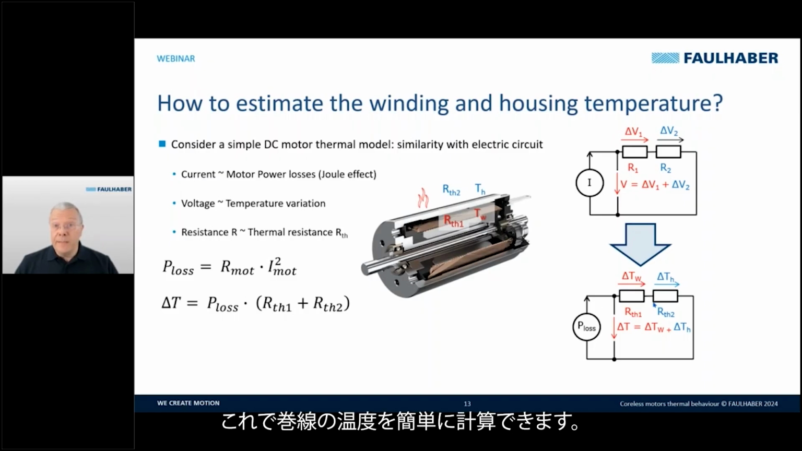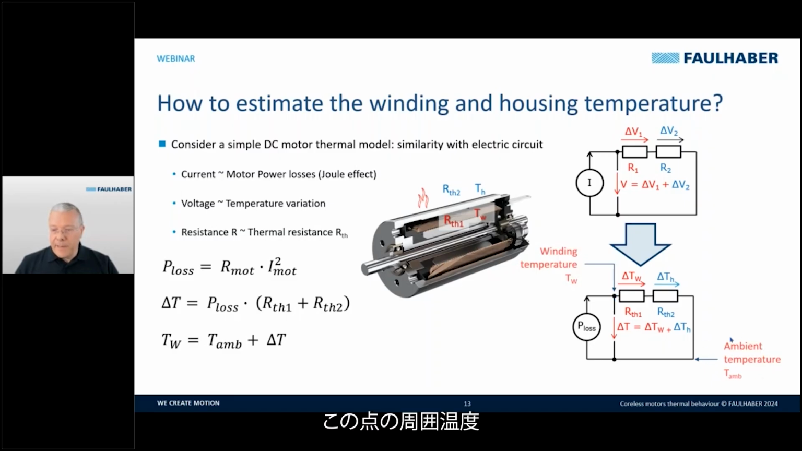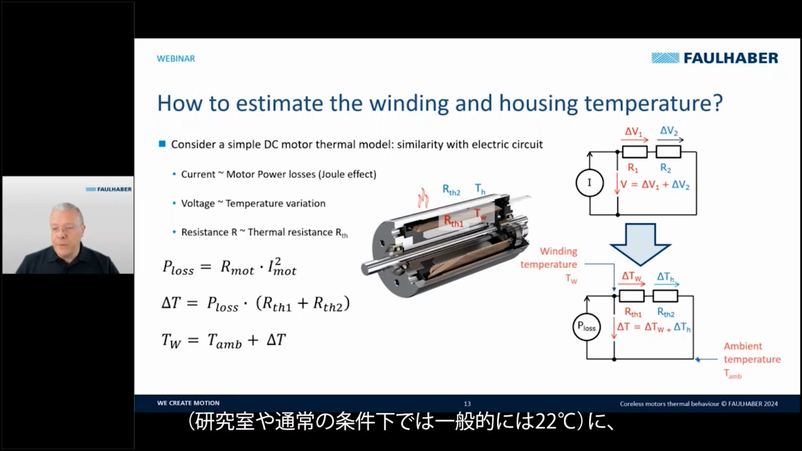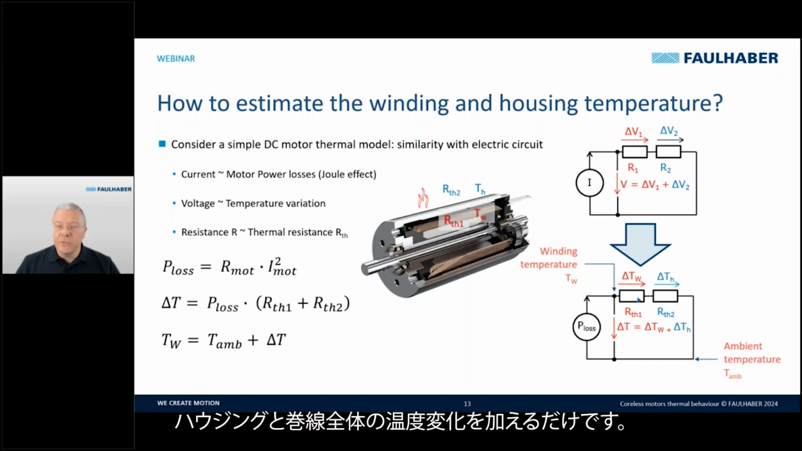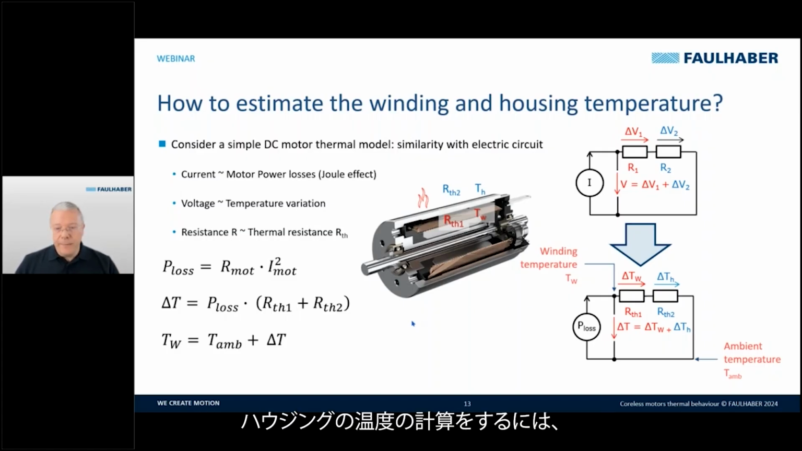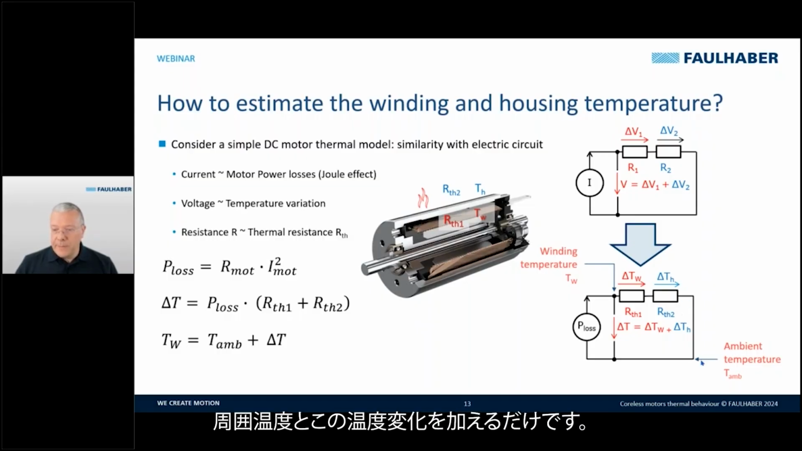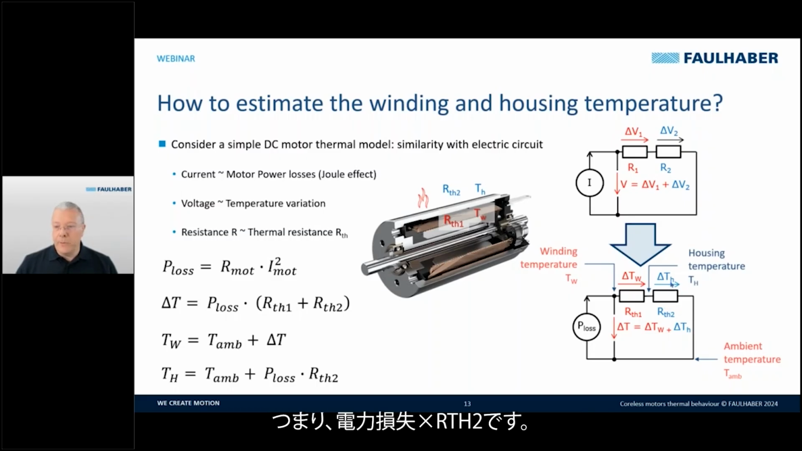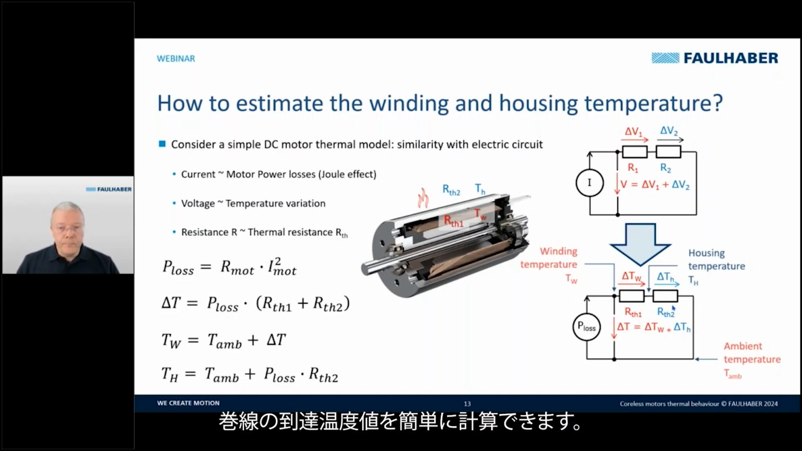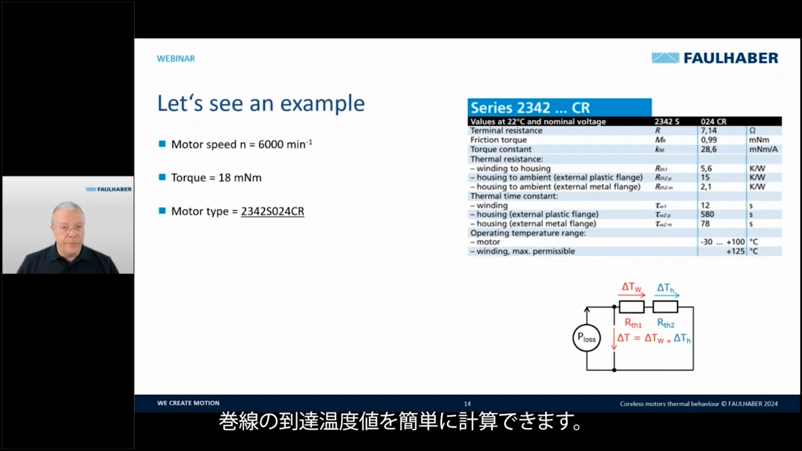Then we can calculate easily the temperature at the winding point, simply adding the ambient temperature, typically 22 degrees in the lab or in normal conditions, plus the variation of the temperature across the housing and the winding. And if we have to calculate the temperature of the housing, we simply add the ambient temperature plus this variation of temperature, so power losses times RTH2. So with this simple model, it is simple to calculate the value of temperature reached by the winding.